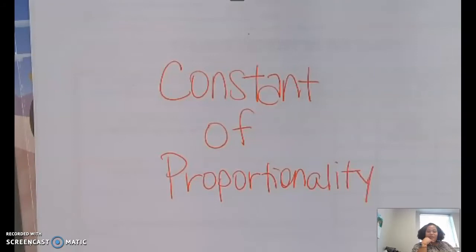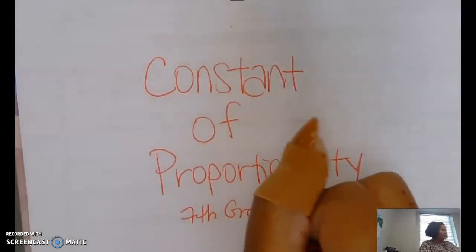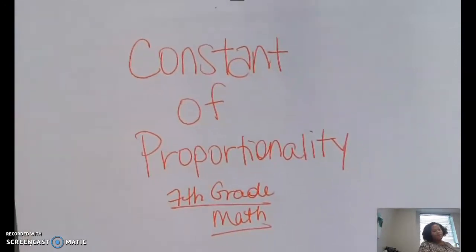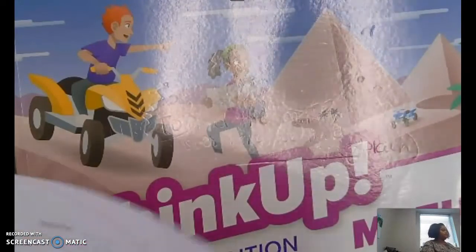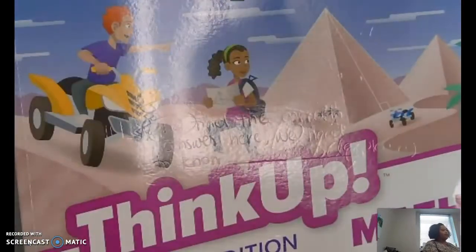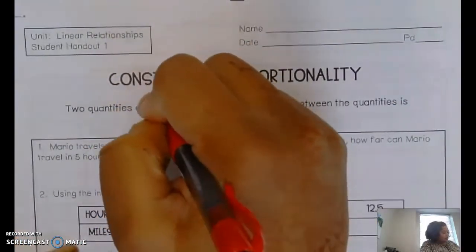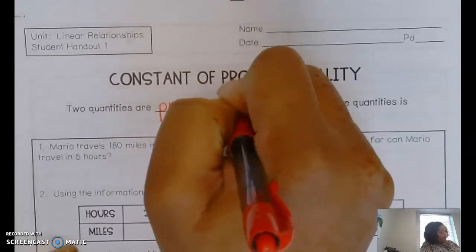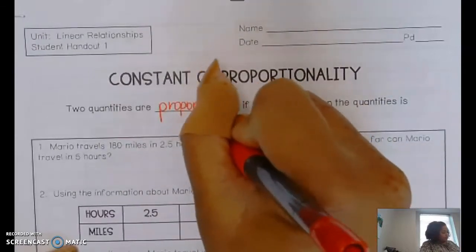I'm going over some notes about the constant of proportionality. This is for 7th grade math. And here we go. All right, so the constant of proportionality. If we're discussing two quantities that are proportional, the ratio between the quantities is equal or equivalent.